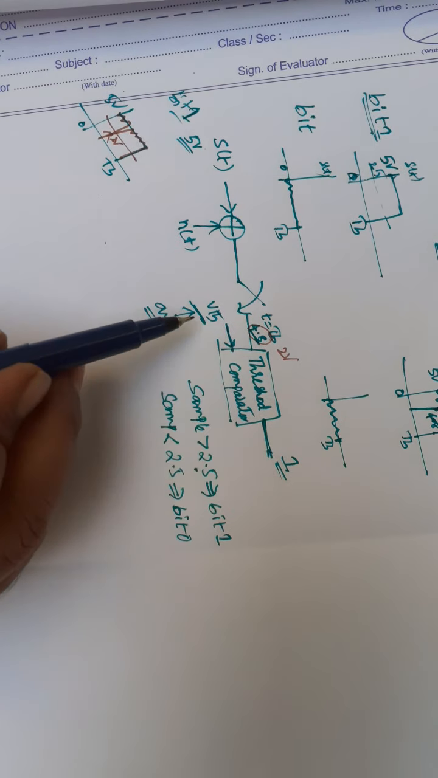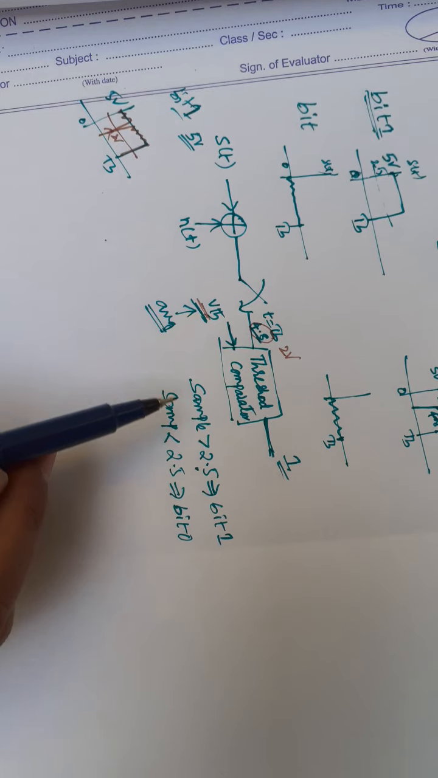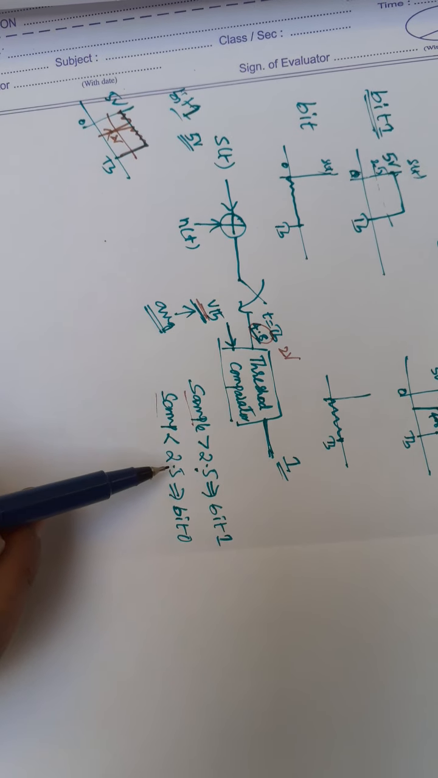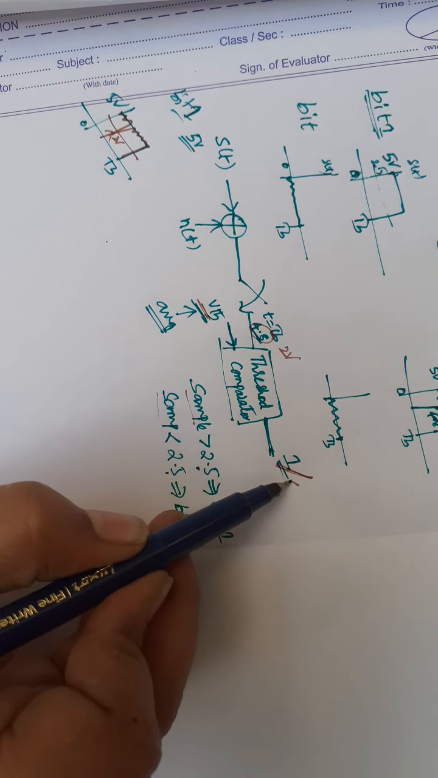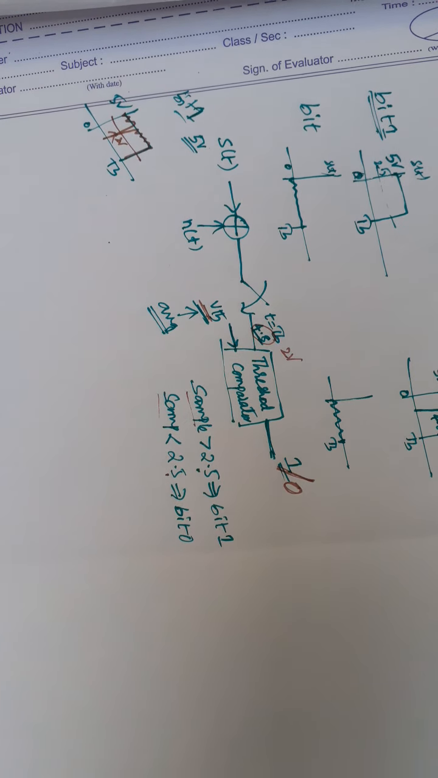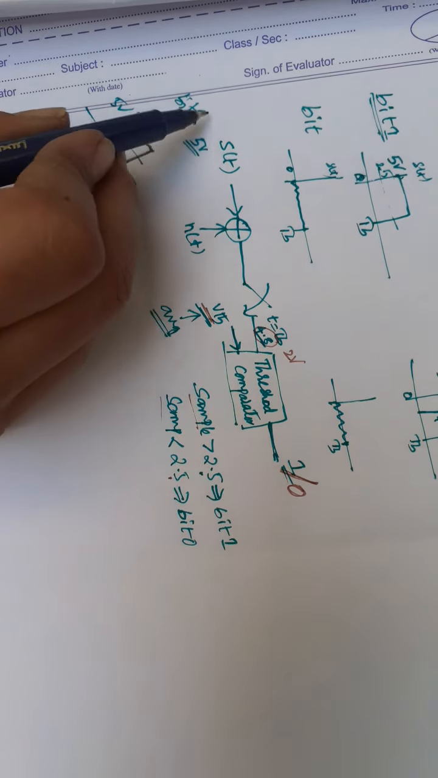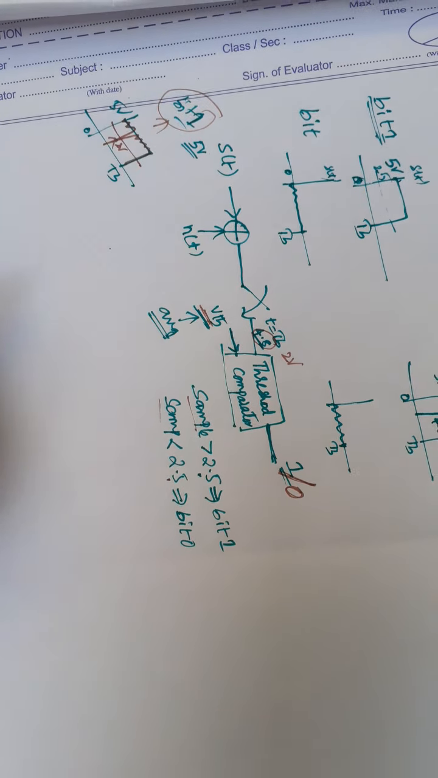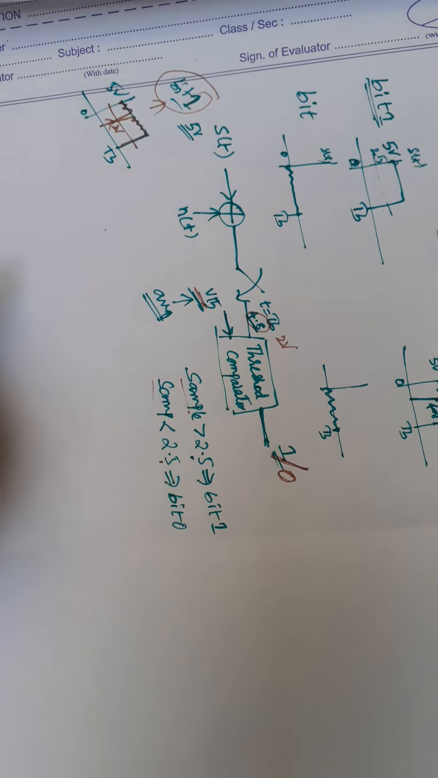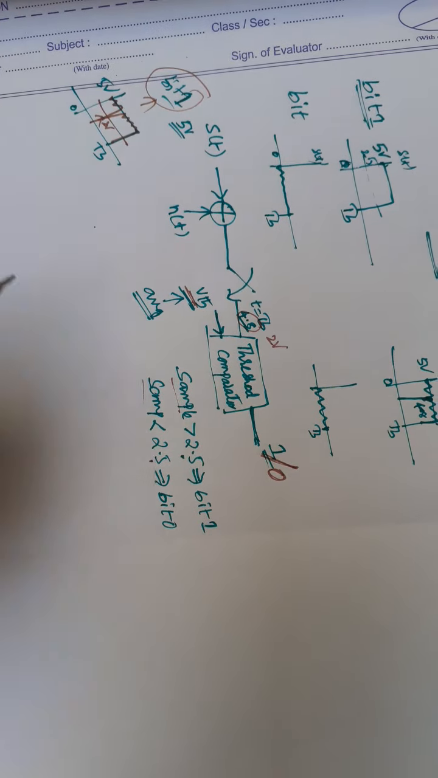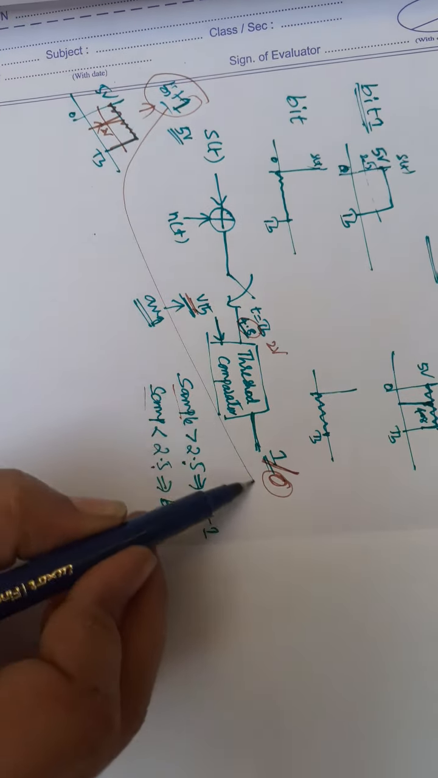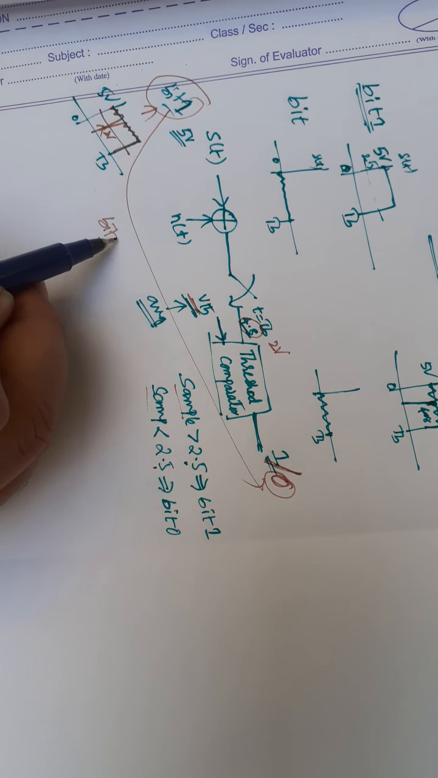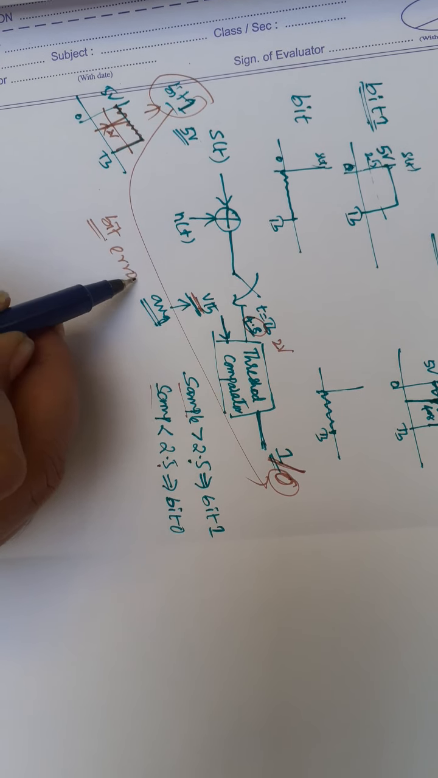This 2 volts is compared with the threshold voltage. Here the sample is less than 2.5, so instead of bit 1, I am getting bit 0. I am transmitting bit 1 here, it is affected by the noise more, and I am receiving bit 0. This error is called bit error.